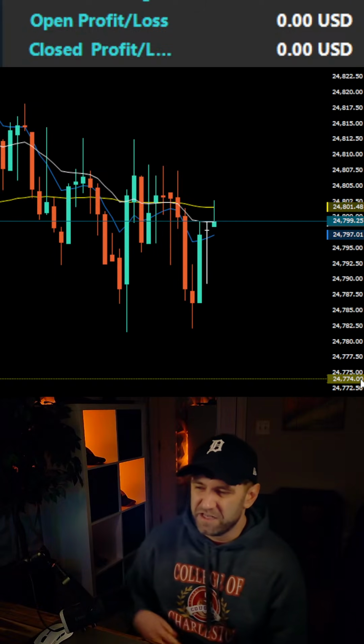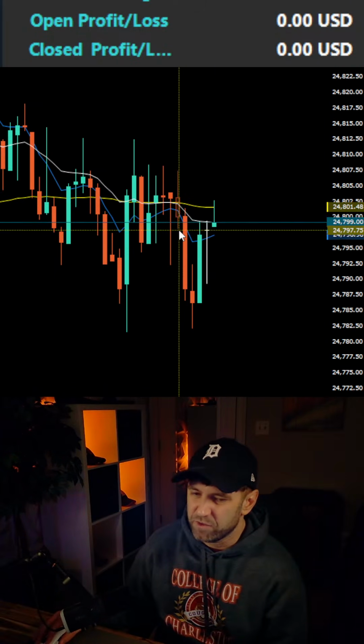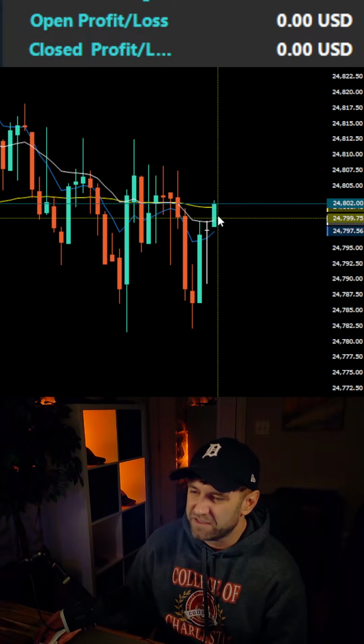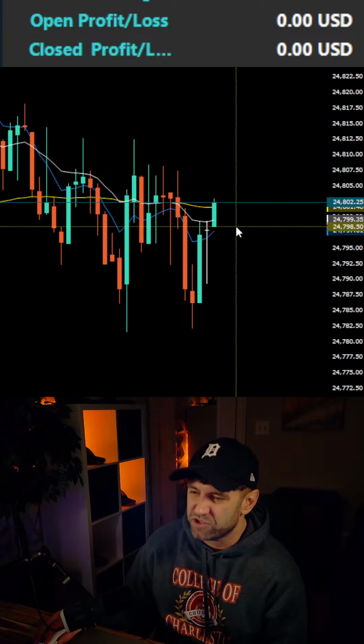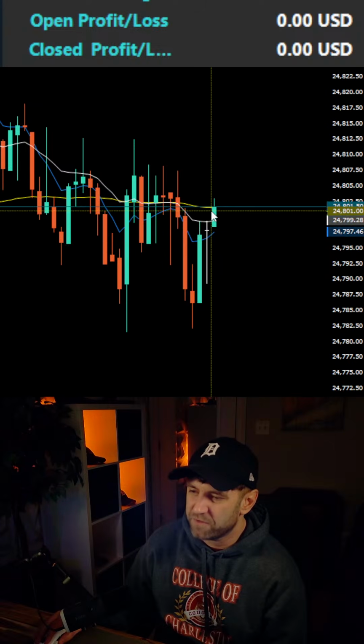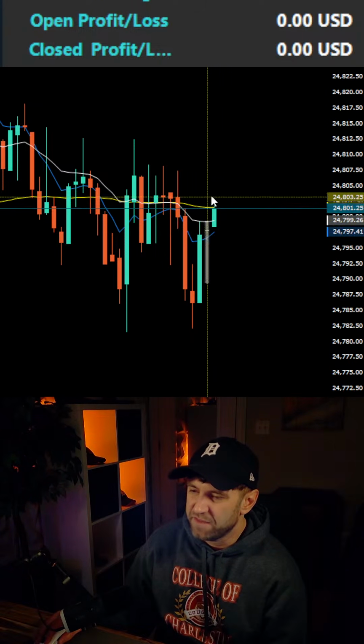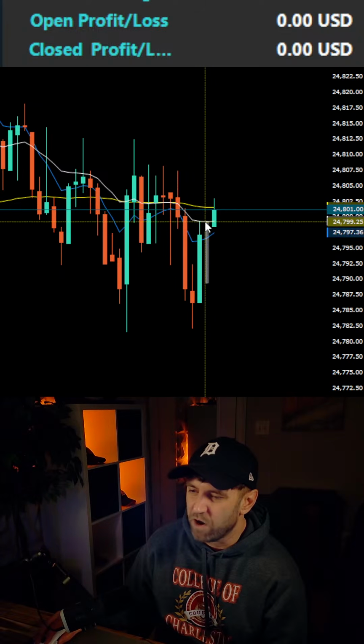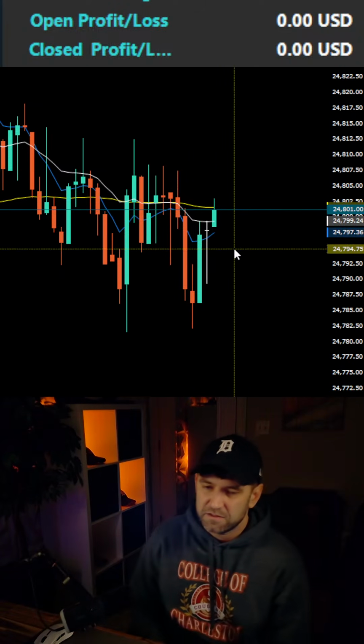And guys, in order for me to take the short, I'm going to need the blue EMA to get above the white, price to be trading below VWAP, the gold line, and then a crossover of the blue line over the white line. So I need all that.